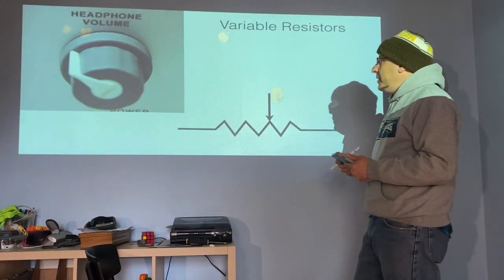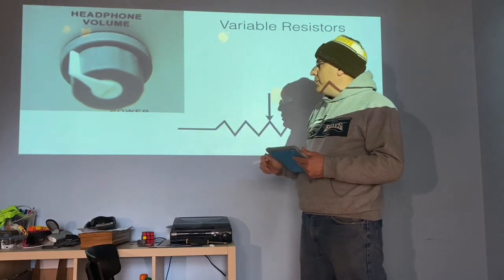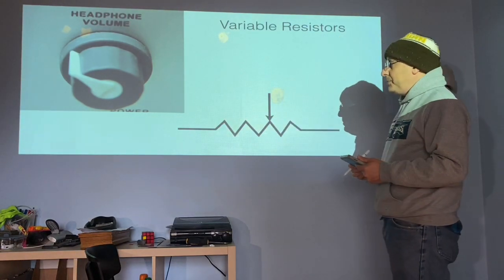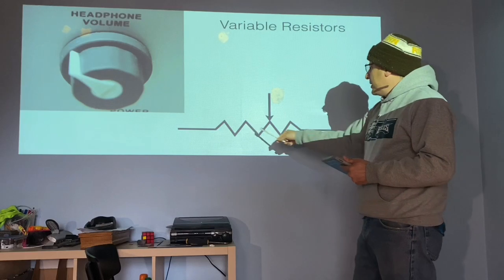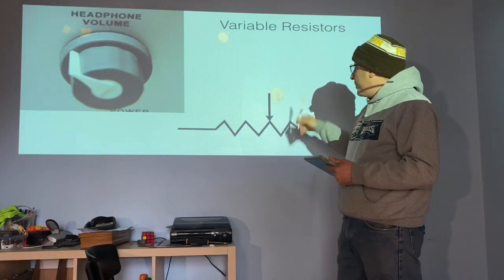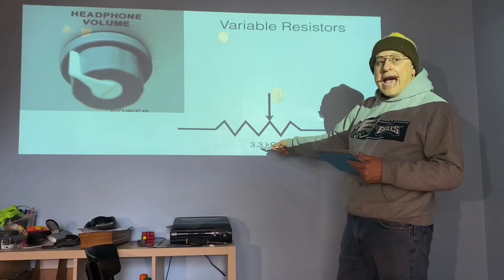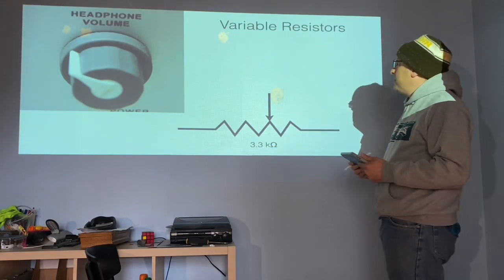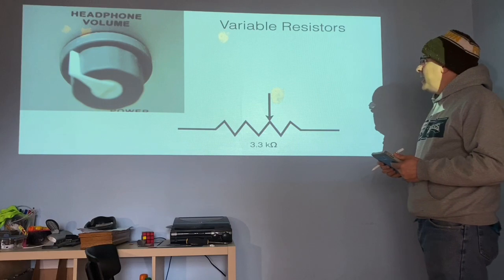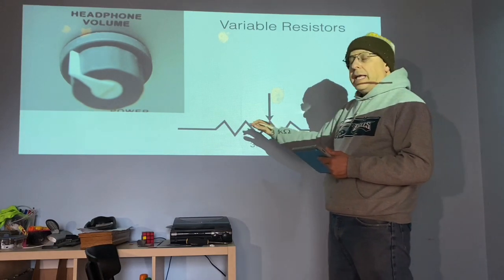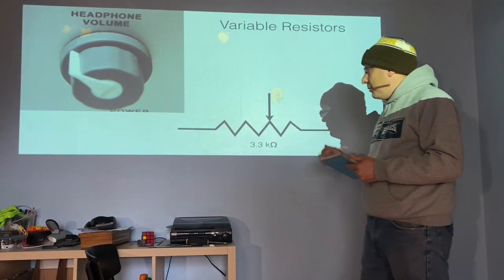We learned about variable resistors. These are like your controls for volume, brightness, speed. They're drawn just like a normal resistor, but they incorporate an arrow in there. They are labeled with the maximum resistance. And the purpose again of the variable resistor is to let the user control the flow of electricity.